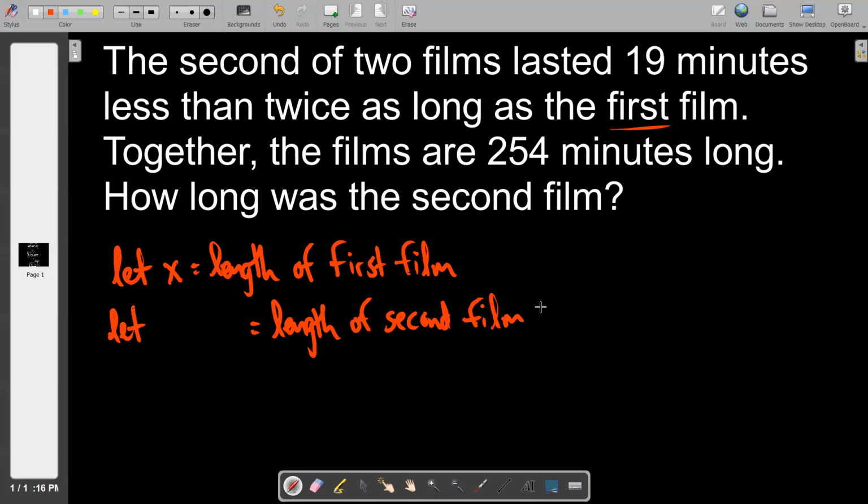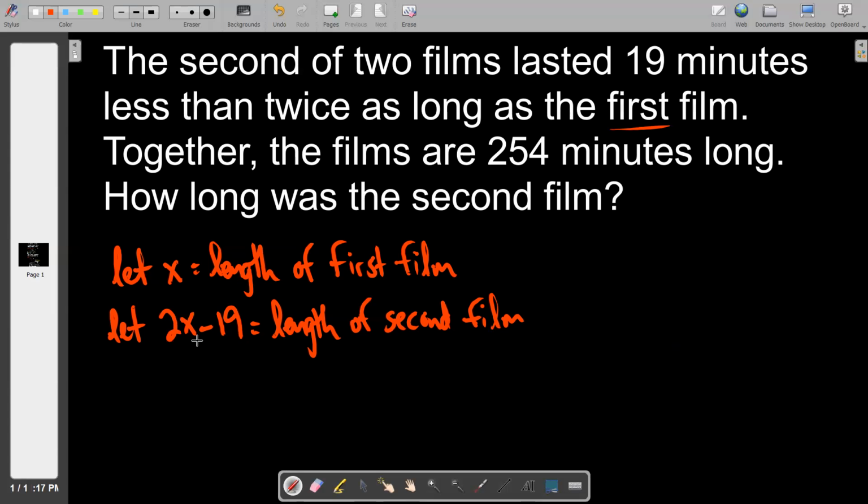So I need your help with the algebraic description of the second film. It's 19 minutes less than twice as long as the first. This is very similar to our first example. I know you've got it. Anybody else want to throw their hat in the ring? 19 minutes less than, that's what that looks like, is the minus 19, twice as long as the first film. Step one, done. In the books.